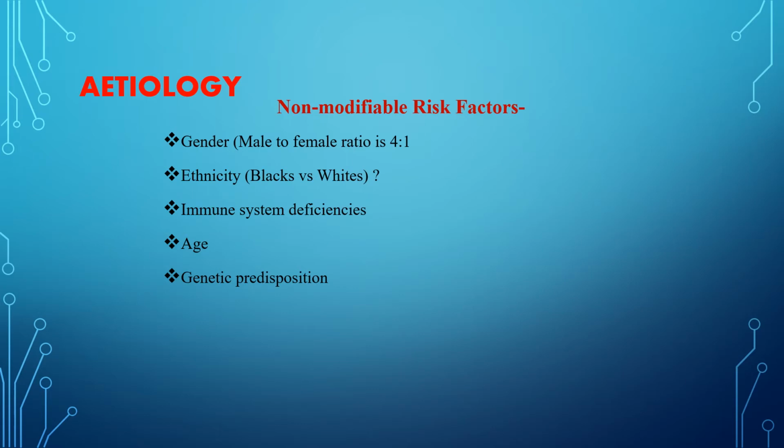Etiology, there are two etiologies. Non-modifiable risk factors, like gender, with a male to female ratio of 4:1, ethnicity, black to white, immune system deficiencies, age, and genetic predispositions.